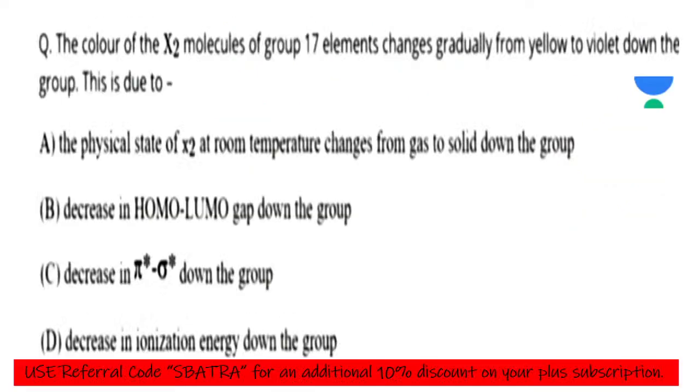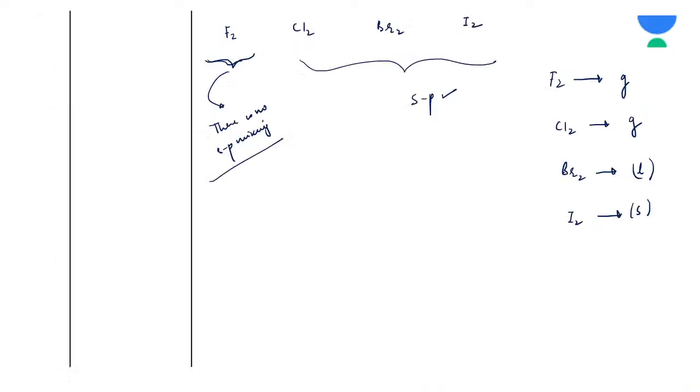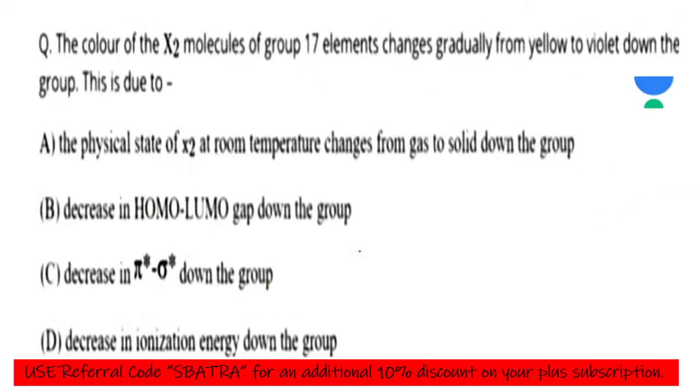So now what's the question? The physical state of X2 at room temperature changes from gas to solid down the group. Can I say this statement is correct? Option number A. Any doubts to anyone? Yes, definitely it's violet crystals. Can I say this statement is absolutely correct? The physical state changes from gas to solid down the group. Yes, definitely this statement is correct.